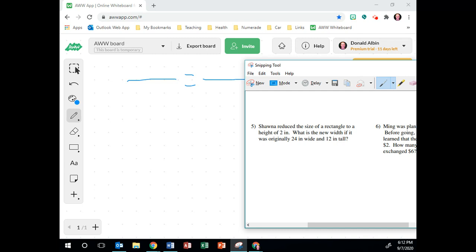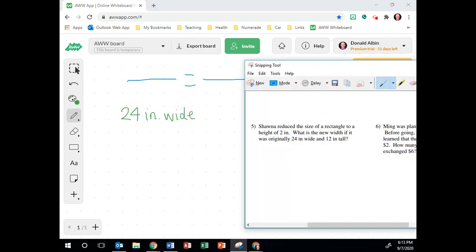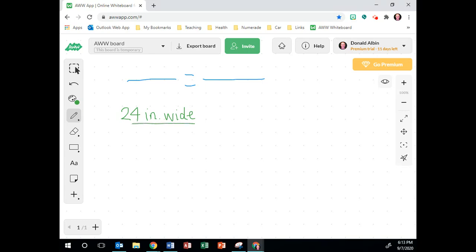This example says Shauna reduced the size of a rectangle to a height of 2 inches. What is the new width if it was originally 24 inches wide and 12 inches tall? So I can make one ratio. It is 24 inches wide. And how tall is it? 12 inches tall. So there's my one ratio, 24 inches wide to 12 inches tall.